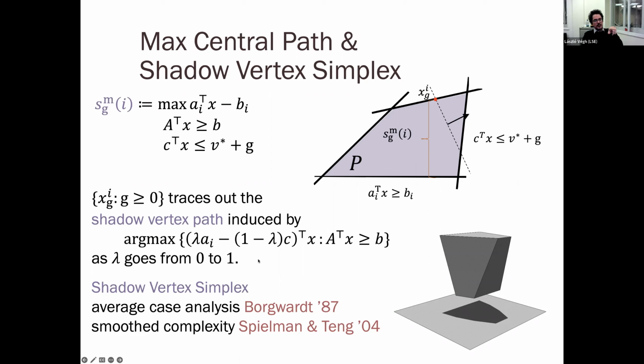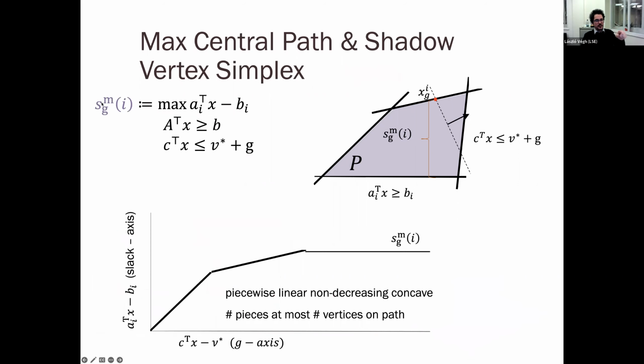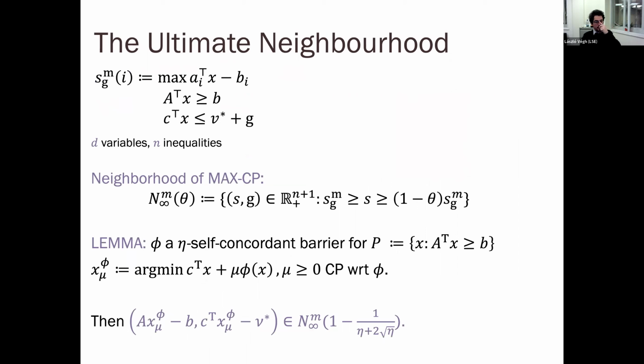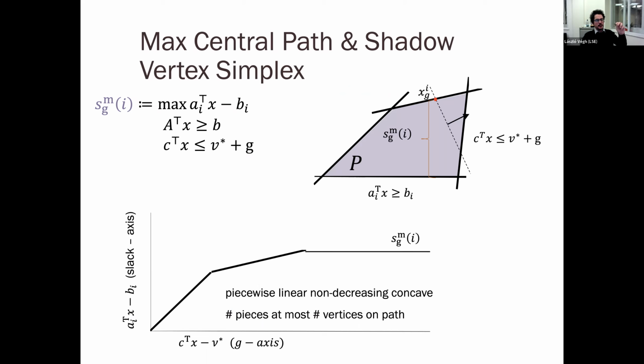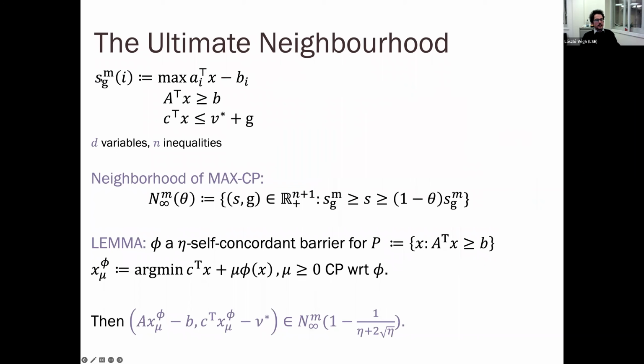So again, this shadow Simplex path defines, for each index i, these s_g^i curves, which correspond to a piecewise linear non-decreasing concave function, and each piece corresponds to a basis. So the number of pieces will be at most the number of vertices. And then what we define is the max central path, which is simply, for each parameter g, we put together all these values s_g^i. So s_g will be this vector which defines the maximum central path.